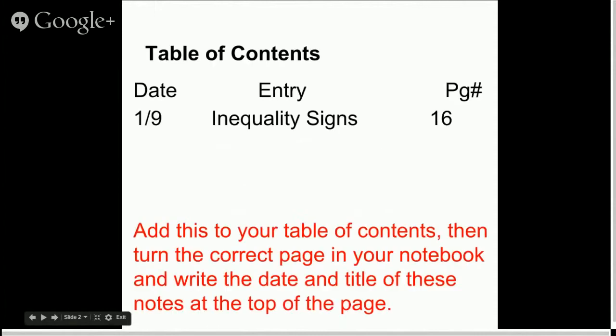Let's get started. First things first, add this to your table of contents. Make sure the date and the page number are correct in your notebook. Go ahead and pause it.